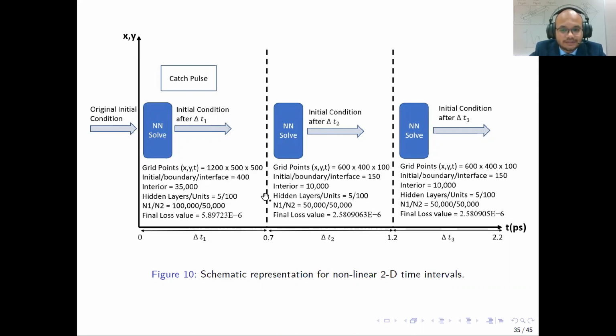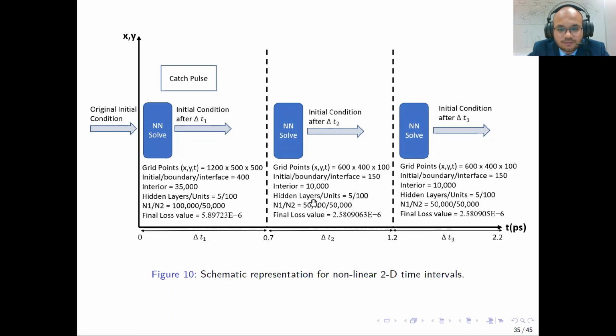And once we get this result, we plug it in as the initial condition for the next time interval, and we can see how drastically we can choose a lesser number of points. The more dimensions get introduced, the more beneficial the advantage of dividing into time intervals becomes. From here we use 150 grid points for the initial, boundary and interface, and 10,000 points for the interior, with 5 hidden layers and 100 units each.